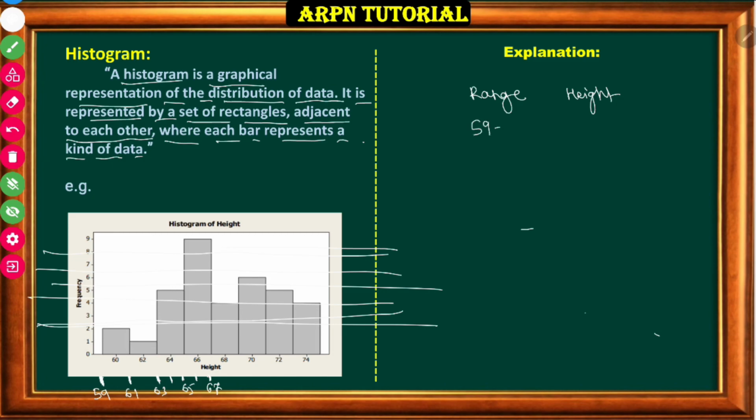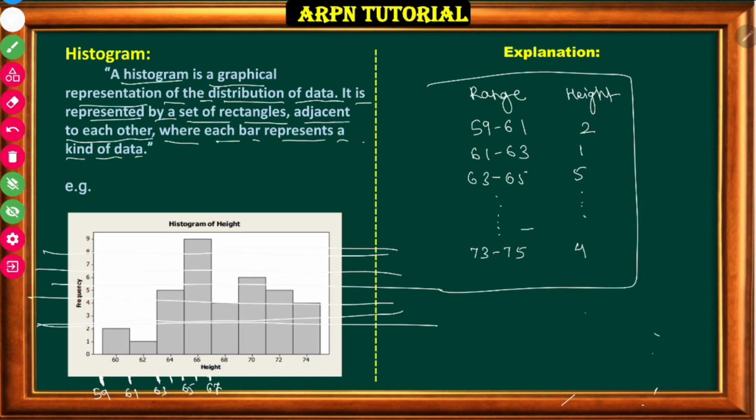59 to 61 have the height of 2. 61 to 63 have height of 1. 63 to 65 we have height of 5. Likewise, 73 to 75 we have height of 4. This is simply the tabular format data.